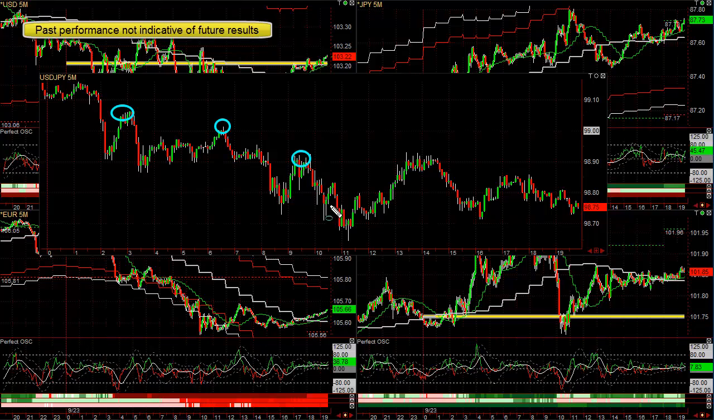Comes down, decent pullback. This one's not a decent pullback even though it worked. That's not a decent pullback even though it worked. This is a decent pullback. So just have a little bit of common sense.